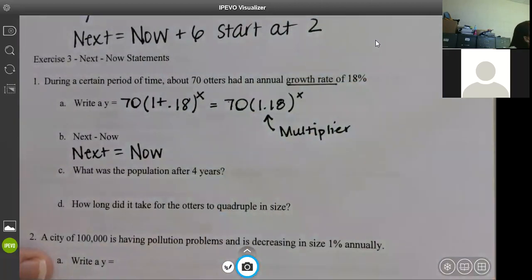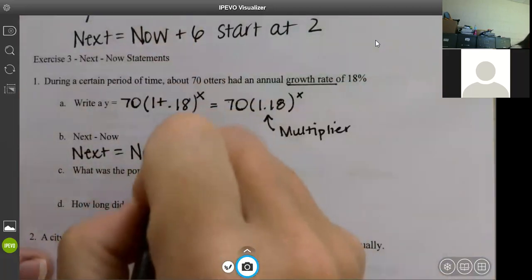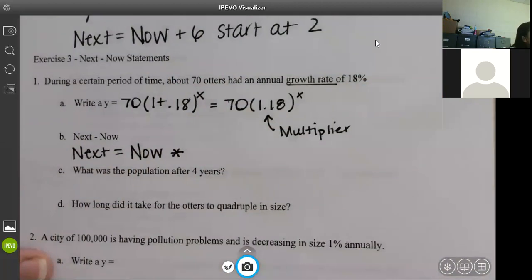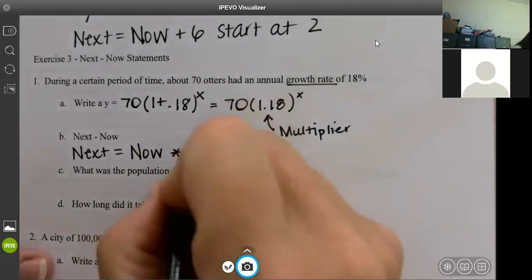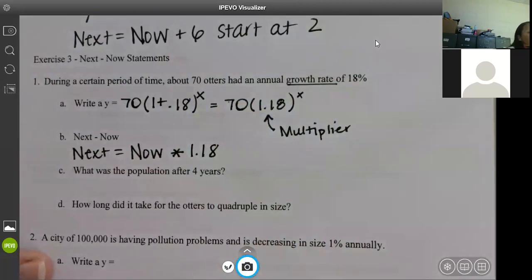Why do we call it the multiplier? Because it keeps multiplying and multiplying and multiplying. Linears are repeat addition. Add. Exponentials are repeat multiplication. Multiply. So instead of plus 6, we're going to multiply by what our multiplier is. 1.18.